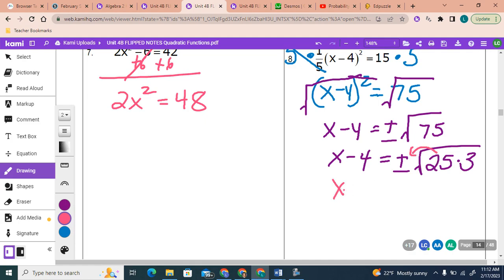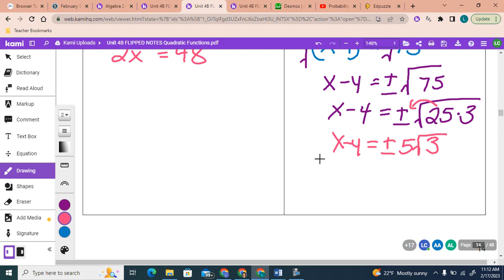Okay, so I'm going to break this up into 25 times 3. 25 cents, 3/4 of 75. 25 is the perfect square, so I take it. I have x minus 4 equals plus or minus. Remember, this stays in front. 5. And I can't do anything with the 3, so I leave it under the square root. And my last step is to do what, my dears? Add the 4. Get it over in front. X equals 4 plus or minus 5√3.